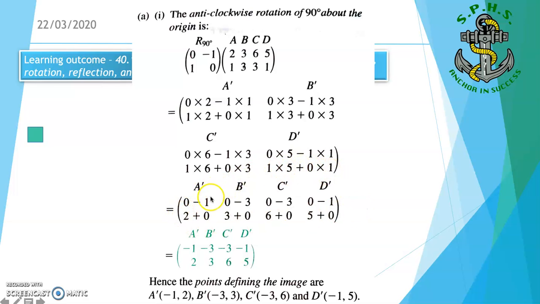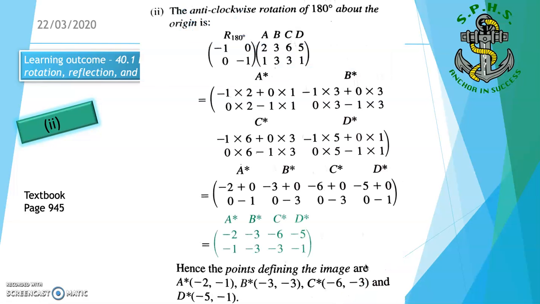Adding everything together, 0 minus 1 is negative 1, 0 minus 3 is negative 3, 0 minus 3 is negative 3, 0 minus 1 is negative 1. 2 plus 0 is 2, 3 plus 0 is 3, 6 plus 0 is 6, and 5 plus 0 is 5. Hence, the points after the 90-degree anti-clockwise rotation are (-1, 2), (-3, 3), (-3, 6), and (-1, 5).